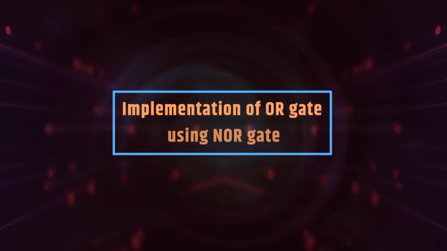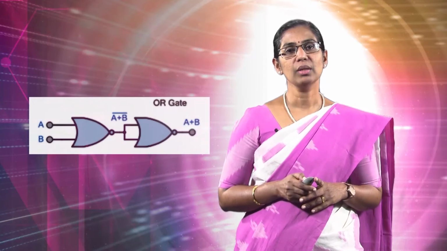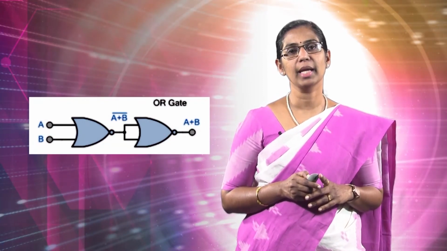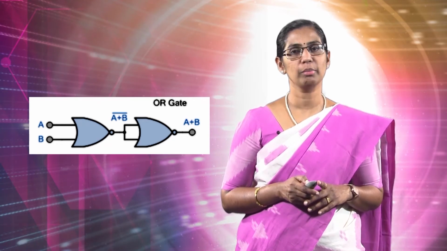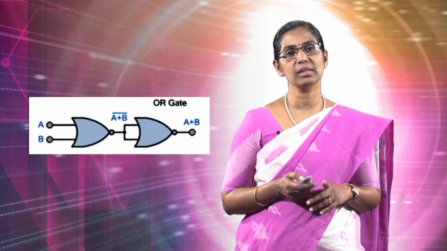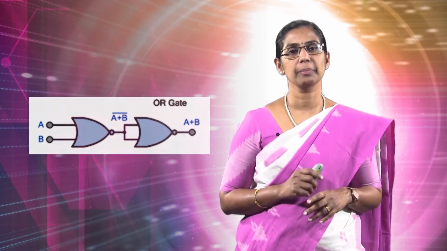operation. Coming to the next, implementation of OR gate using NOR gate. Here we are using two NOR gates to implement the OR gate. It is similar to the AND implementation of NAND. When using one NOR gate with two inputs A and B, we get the output (A plus B) whole complement. We use one more NOR gate to invert the result and finally we get A plus B, the OR function.